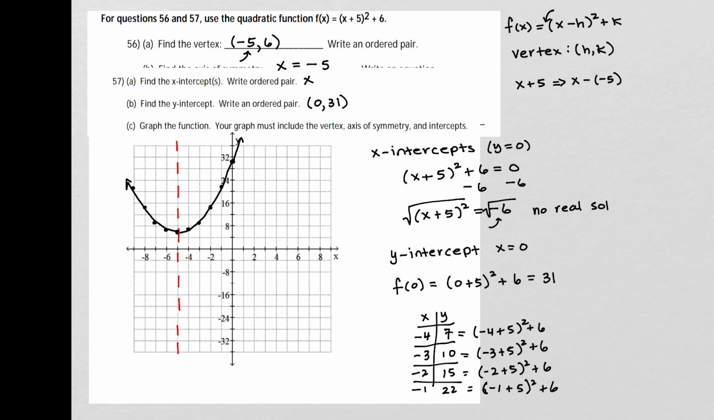And I plug in those points, and that's going to go off to infinity. So you want to make sure you fill in your graph completely and accurately. You can also use the table feature in your calculator. If you let y1 equal (x plus 5) squared plus 6, then press second graph to go to the table, and you can get your list of points to graph. And that's how you do that problem.